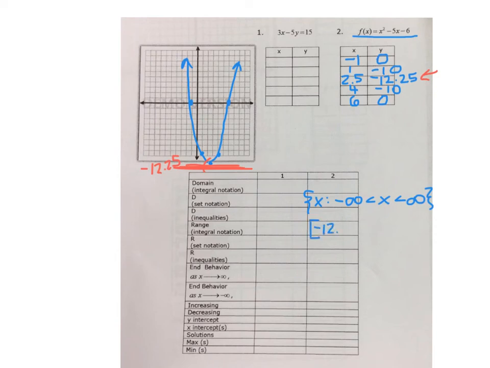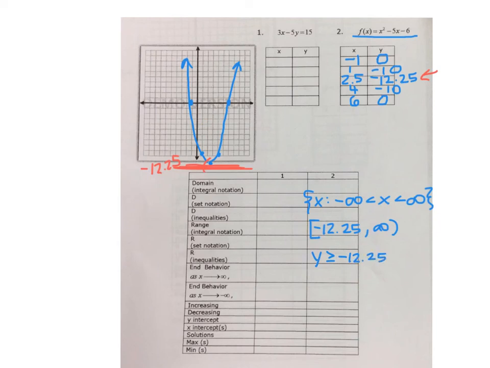Negative 12.25 to infinity. Now, why do I have the hard bracket versus the soft bracket? The hard bracket is because I actually have a point there that I can touch. For any point that I don't touch, I can't touch infinity because as soon as I touch infinity, it moves. So that's why I have a soft bracket. How would that look in inequalities? So that would be range: y is greater than or equal to negative 12.25.